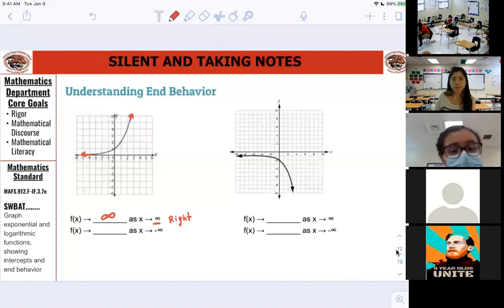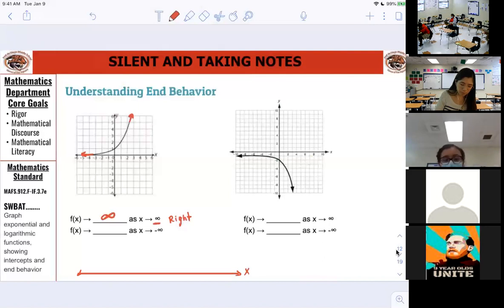It's trying to follow the line. That's kind of a good way to think about it. You can think about it a couple of ways, but if this is my x-axis, what this graph is doing is it's trying to get to the x-axis, but it's actually never going to reach it. It's going to get really, really close, but it's never actually going to touch it.